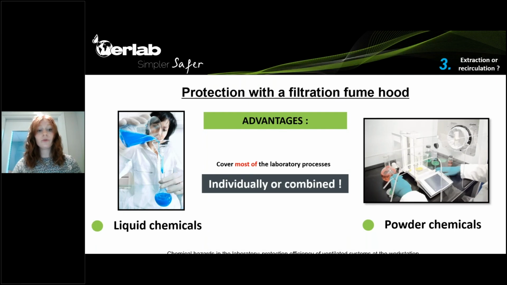Inside a ductless fume hood, liquid as well as powder chemicals can be used, individually or combined. The reason is that on a ductless fume hood, you can play with the configuration of the filters. HEPA filters as well as activated carbon filters can be used, either individually, as I just said, so only HEPA filters or only activated carbon filters, but we can also make a combination of these filters, depending on the needs and on the handling.